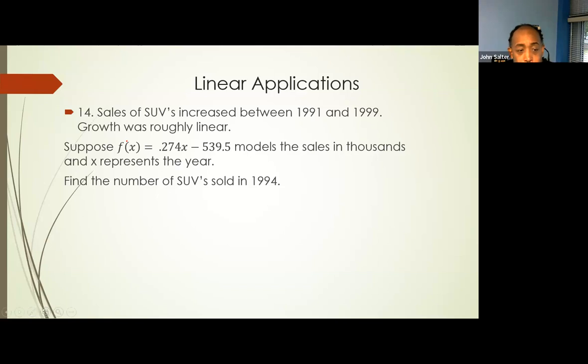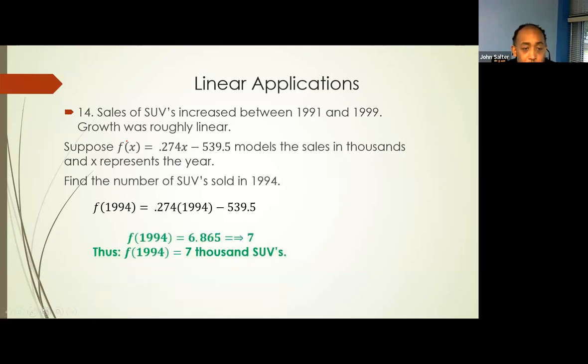1994. All right, cool. Let's get it set up. So I'm looking for f of 1994. Remember, x is my year. And they already gave me the equation, so I plug it in for year. I'm going to have to do a little mathematics. When I do the multiplication and the subtraction, I get 6.865, which is how many thousand SUVs? Probably 6,865. But if I want a good estimate, I can round that up and get 7,000 SUVs.